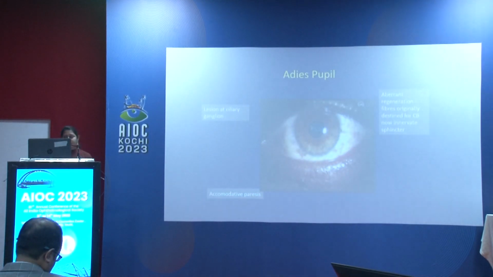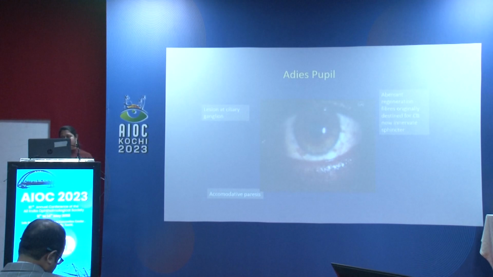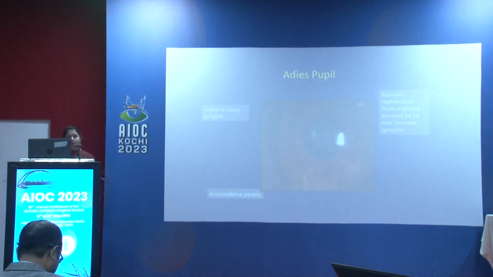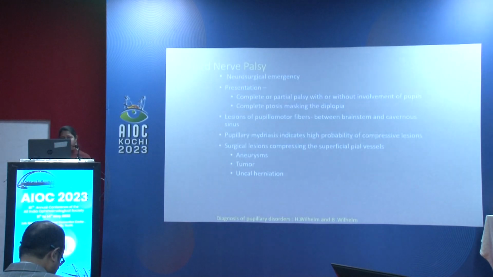In Adie's, we get vermiform movements of the eyes. There is a lesion at the ciliary ganglion, and there is aberrant regeneration of the fibers originally destined to the ciliary body, now innervating the sphincter. So there is abnormal reaction. You can check on the slit lamp for the vermiform movements at the pupillary margin. Most commonly, what we observe is accommodative paresis. Patient complains of difficulty in reading.